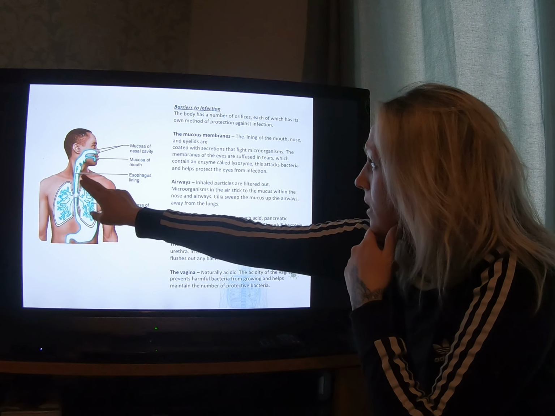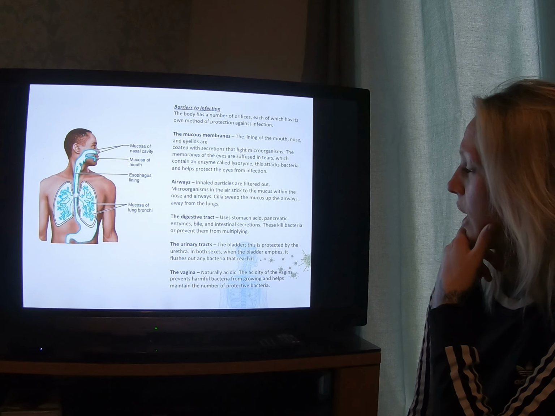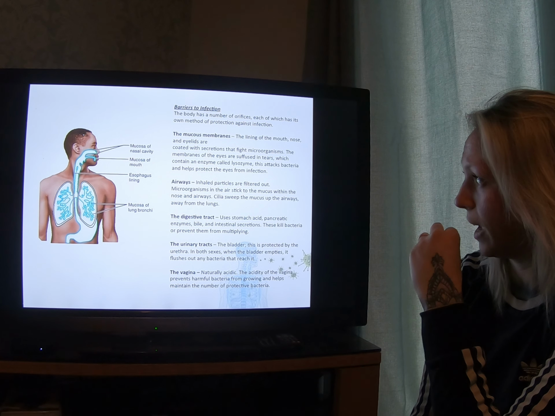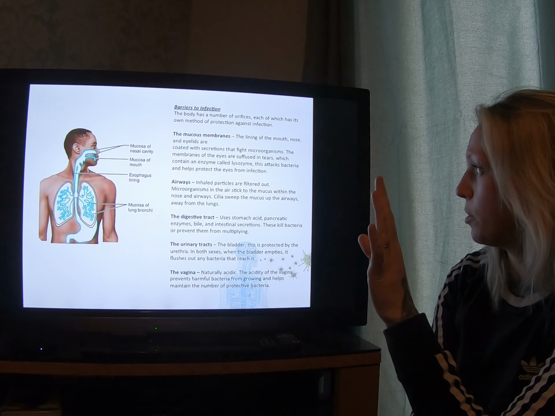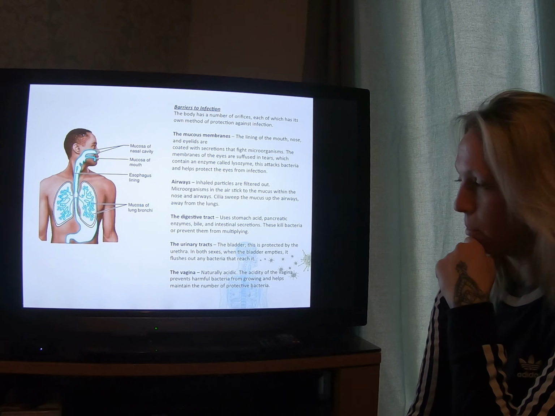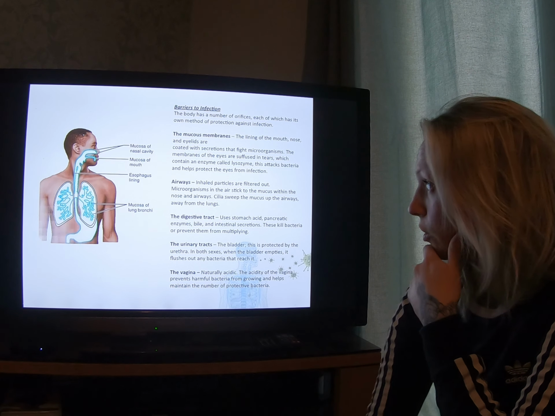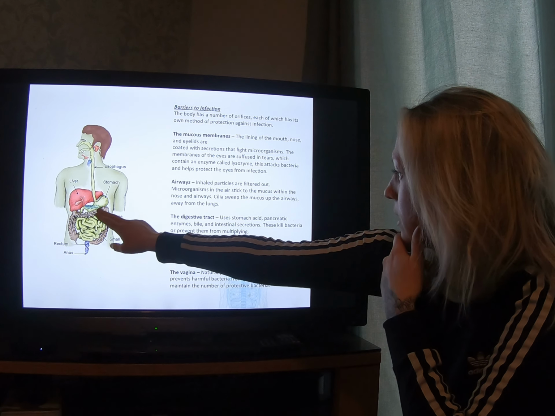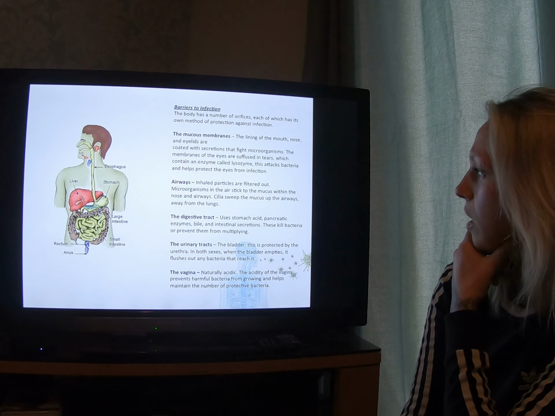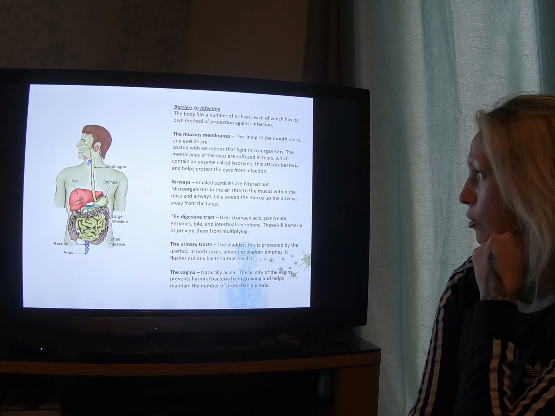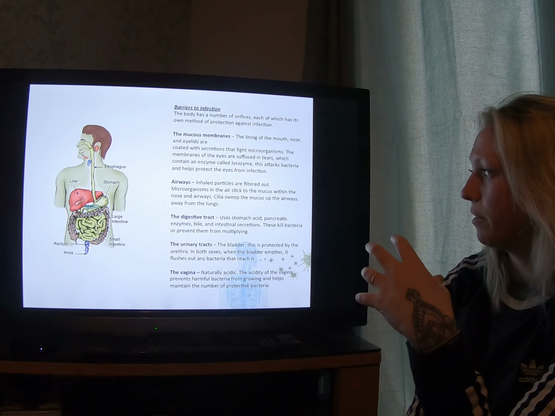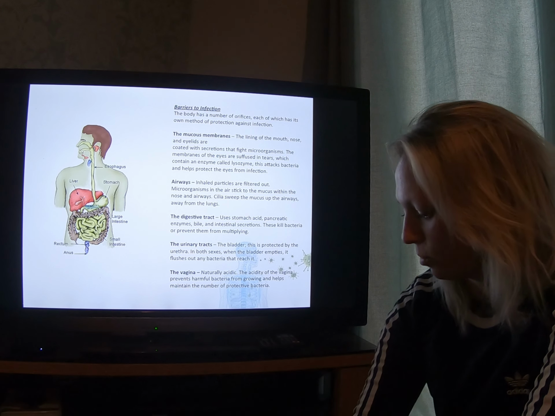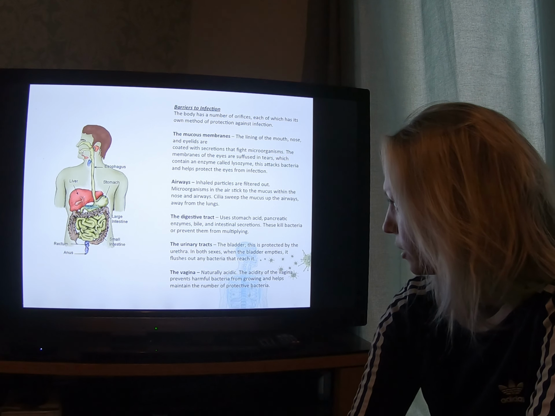And then you've got the airways. Inhaled particles are filtered out. Microorganisms in the air stick to the mucus within the nose and airways. The cilia sweep the mucus up the airways away from the lungs. And then you've got the digestive tract. This uses stomach acid, pancreatic enzymes, bile, and intestinal secretions. These kill bacteria and prevent them from multiplying, so therefore give protection.